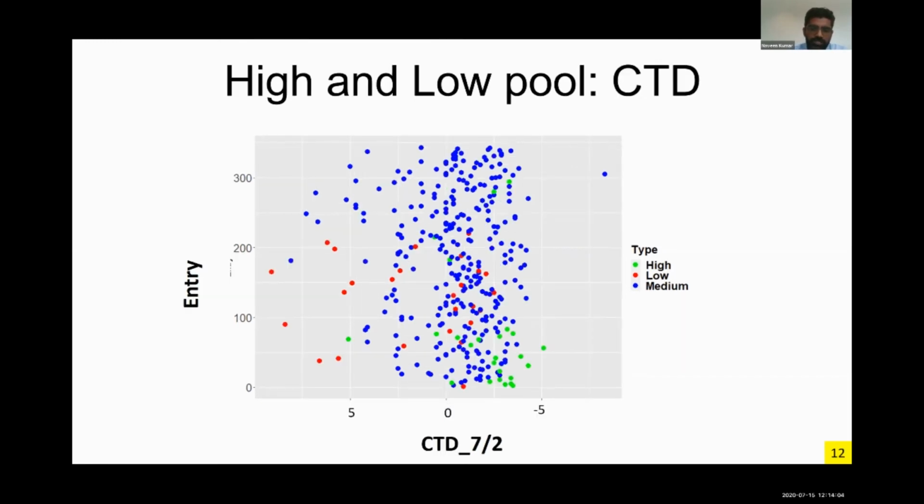Similarly, for the CTD, the value lies between minus and plus, and the negative values represent cooler canopies, meaning the plants perform better in water stress. So same color code. The green dots show the entries which perform better and have negative CTD values as compared to the red. And we pool these green and red into the high and low pools.